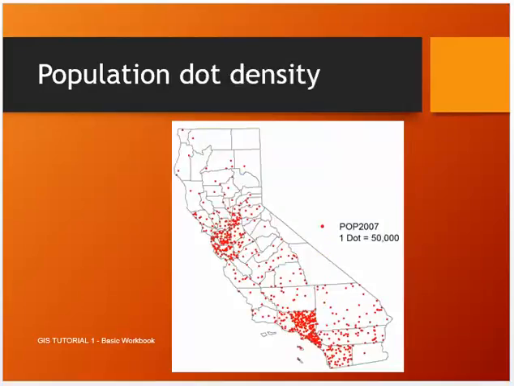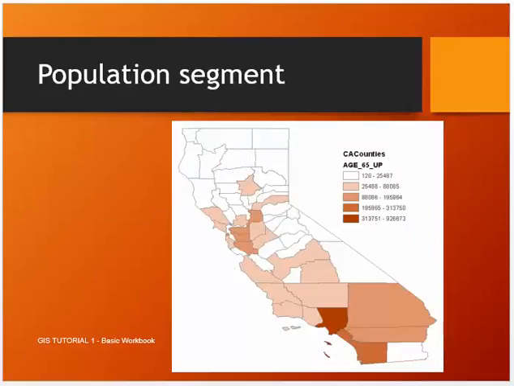Another way to symbolize the data is with the dot density map. One dot equals a certain number of people, so this gives you another visual representation of the density. So you can see that the density in Orange County and Los Angeles County are pretty high compared to the rest of the counties in the state. Sorry. So here we have a map showing the population over 65.